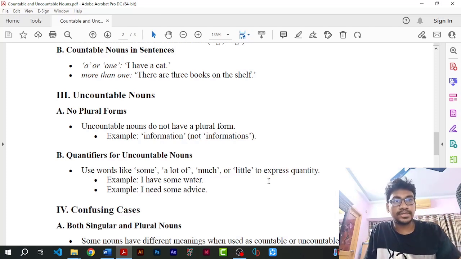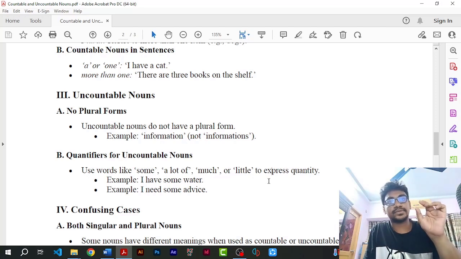And also remember then that we cannot use are. There are a lot of information. That is wrong. We should say there is. It's a singular word. There is a lot of information.